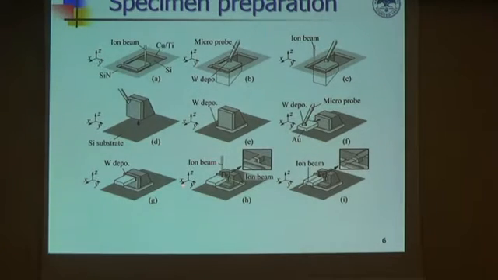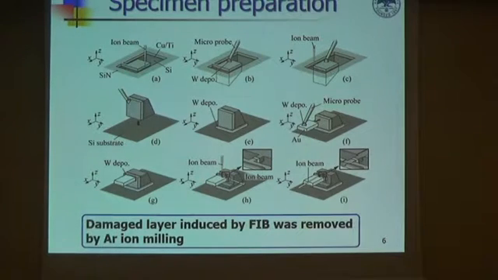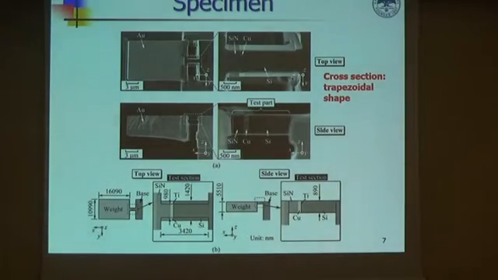And we shaped the test section. And after this processing, to remove the damaged layer introduced by FIB, we performed argon ion beam processing. This is an SEM image of the specimen. This is a gold weight. And the test section is located here. And the test section is composed of silicon nitride, copper, and silicon. And the cross-section of this part has a trapezoidal shape.